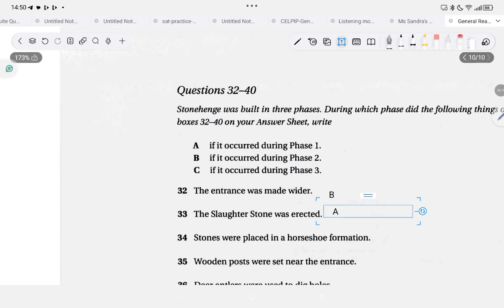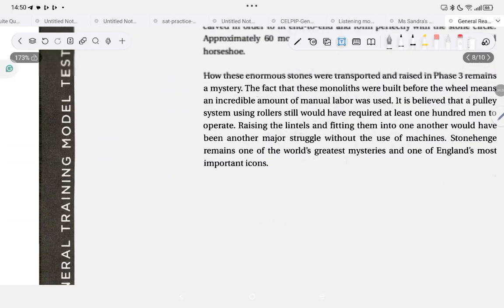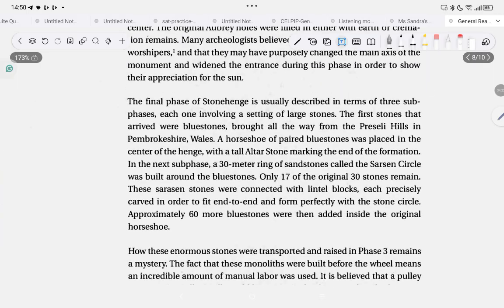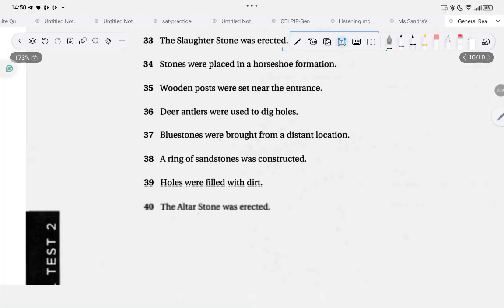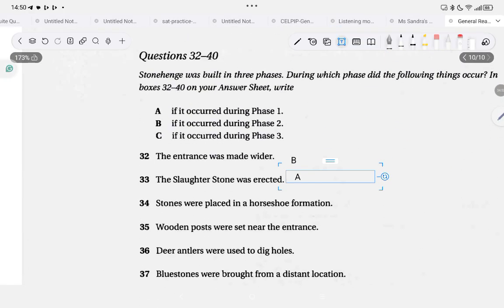So we have to look for stones and horseshoe formation. Okay, phase 3. These Sarsen stones were connected with lintel blocks, each precisely carved in order to fit end to end and form perfectly with the stone circle. Approximately 60 more bluestones were then added inside the original horseshoe. Does it say the horseshoe was formed or added? Yes, 34. That's phase 3. C.